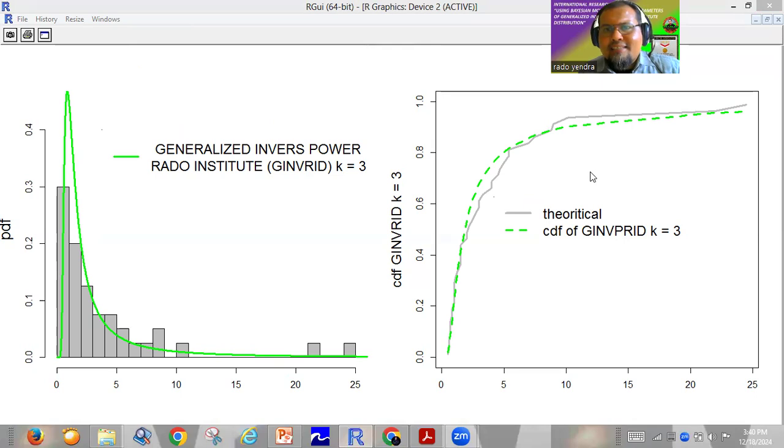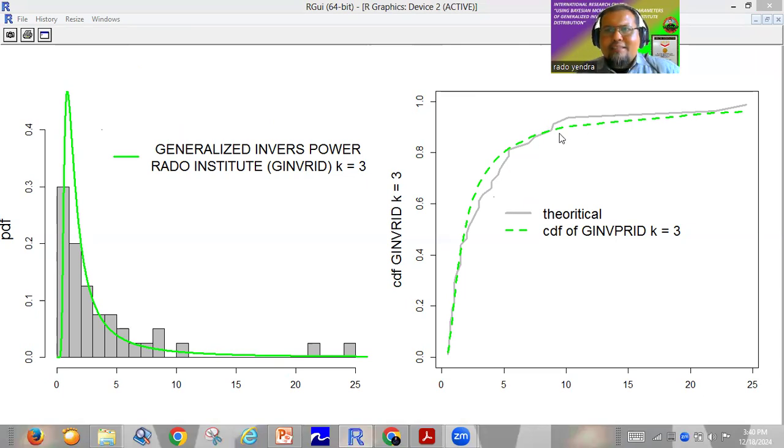And then the other CDF plot. The CDF plot means the cumulative plot. The gray one is the theoretical cumulative. The theoretical cumulative we can find by using the formula F equals (i minus 0.5) divided by n. i is the sorted number 1 until n, and n is the number of data, the length of the data.